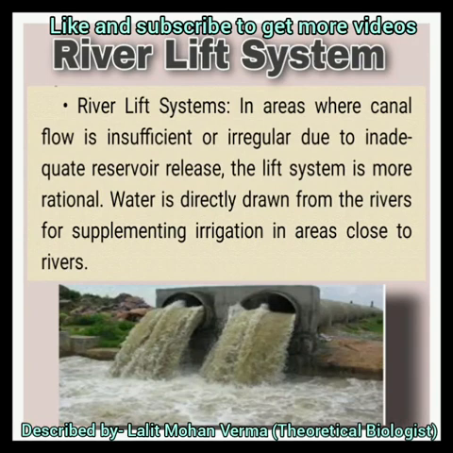Now next is the river lift system. In the river lift system, water is directly drawn from the river for irrigation in the areas near rivers. These methods are adopted in those areas where canal flow is not sufficient or is irregular due to inadequate release of water from reservoir or from river. So you can see the river lift system on your screen.